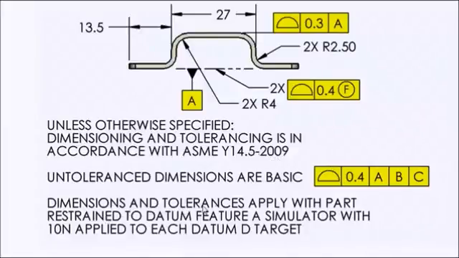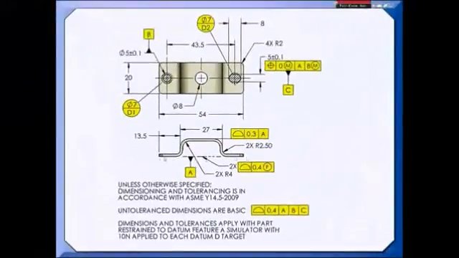We see that dimensions and tolerances apply with the part restrained to Datum Feature A simulator with 10 newtons applied to each Datum D target. Now, Datum Feature A is the bottom of these two tabs, and so the simulator would be a nice flat plate. The Datum D targets are two 7mm diameters, D1 and D2, and so I would apply 10 newtons in those two areas and then inspect the part.